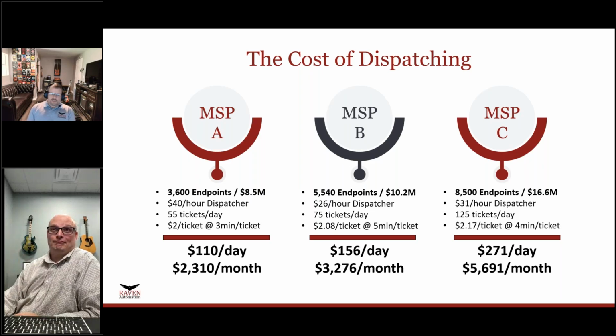But looking at MSP C there at 8,500 endpoints and 16.6 million in annual revenue, what's quite impressive is they're only getting an average of 125 tickets a day. So I would really like to understand what they're doing to keep their ticket volume so low. That's really impressive. Clearly they're winning in other ways by keeping count low. Absolutely. But in terms of dispatch, almost $6,000 a month just for dispatching tickets. So obviously there's quite a good deal of cost that you can see there just from going through these processes.